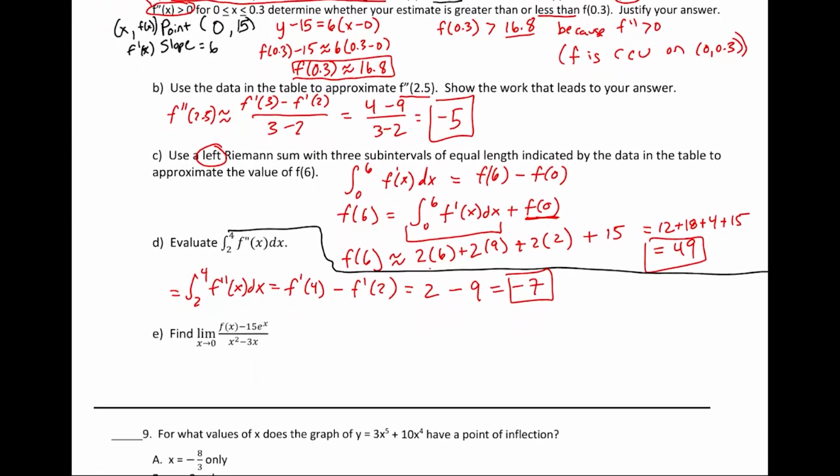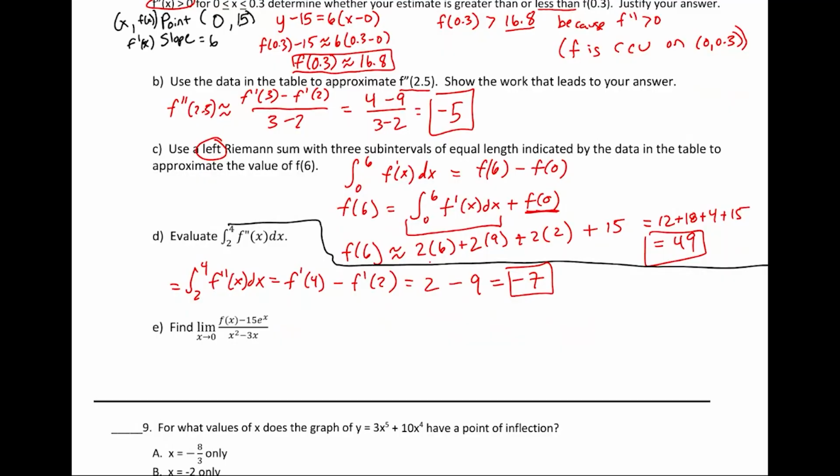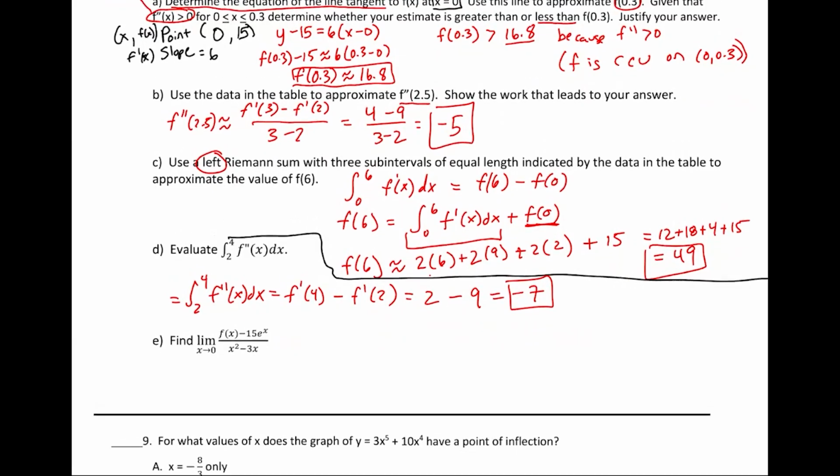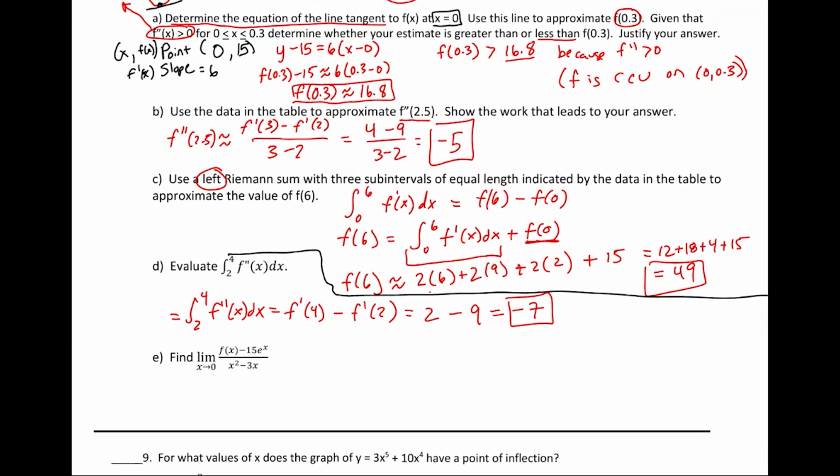Part E, find the limit as x approaches 0 of f of x minus 15 e to the x over x squared minus 3x. So if I just try to substitute in 0, f of 0 is 15. So I'm going to get 15 minus e to the 0, which is just 1, so 15 minus 15 over 0 minus 0. So I get a 0 over 0 situation.